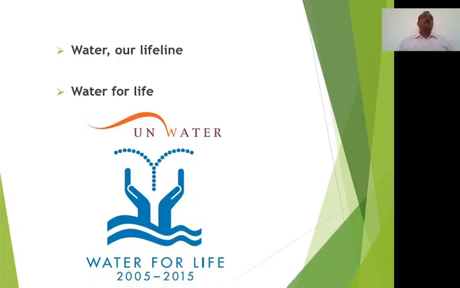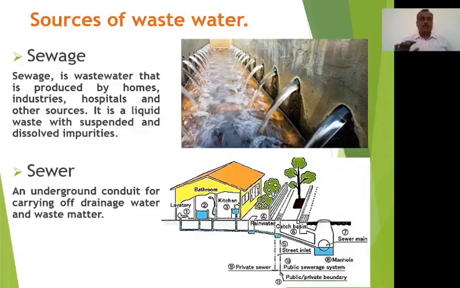Now, coming to the sources of wastewater, see these sources of wastewater. First point, we will see what is sewage. It is the wastewater released by homes, industries, hospitals, and other sources. It is a liquid waste with suspended and dissolved impurities. See in this picture, you can see here. Sewage is basically a liquid waste with dissolved and suspended impurities in it.